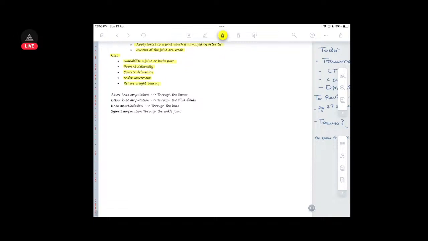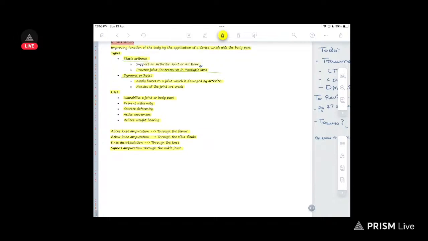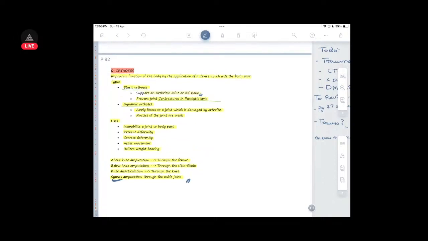Then above knee amputation is through the femur, below knee amputation is through the tibia and fibula, knee disarticulation is through the knee, and Syme's amputation occurs through the ankle joint. Those four things you have to remember. For Syme's, remember it is the ankle joint. It can be through the bone or through the joint.